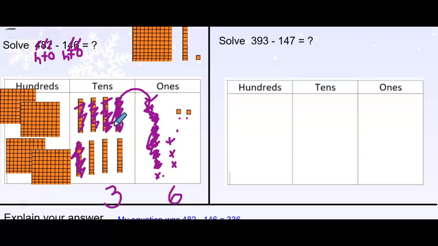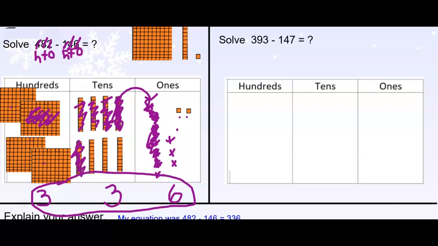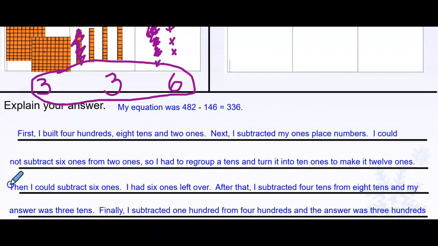Now it's time to take away our hundreds. How many hundreds do we need to scratch off? That's right, just 1. So I'll take this one away. Now, can you help me count to see how many ones are left? 1, 2, 3. Yes, 3 ones are left. Boys and girls, our final answer is 336. Now let's look at our explanation.